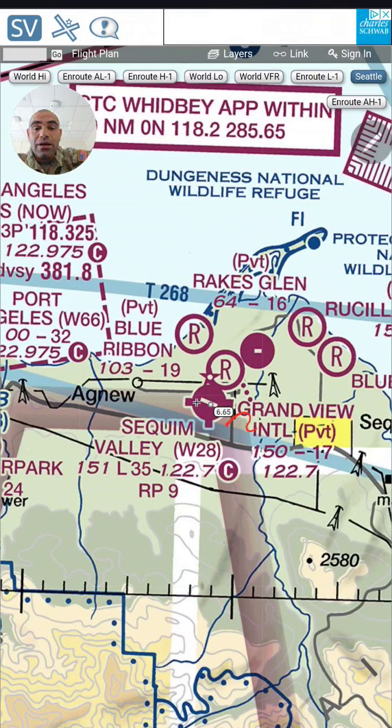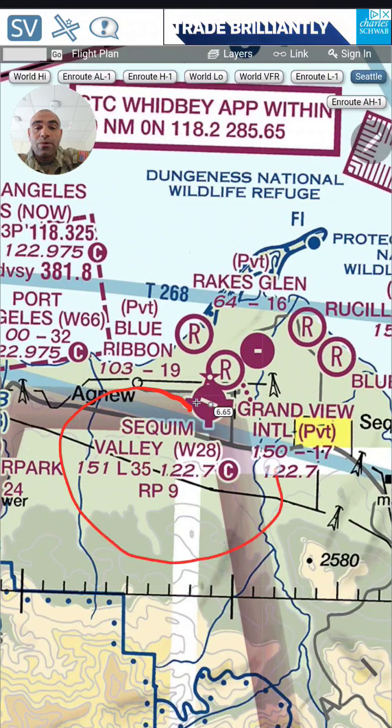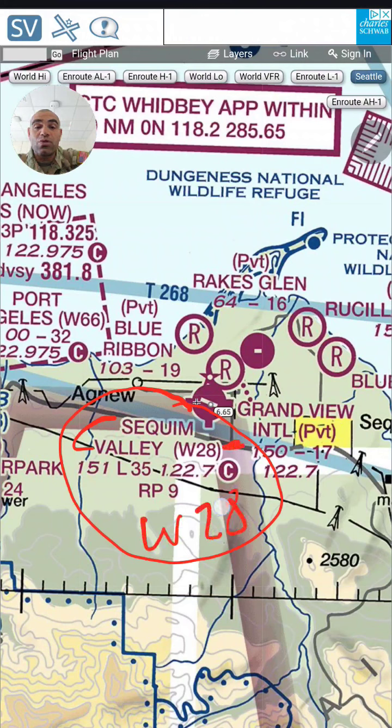And so here is the airport data. This is what we call an airport data right there. And then the first information you're going to see is the airport name, Whiskey Skumali. The next one, you're going to be seeing the airport identifier, in this case, Whiskey 28.